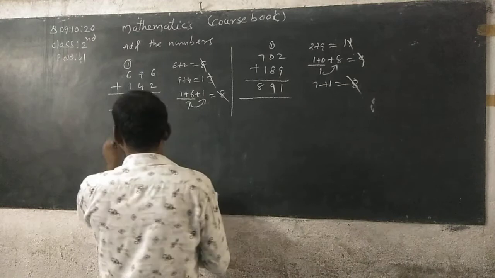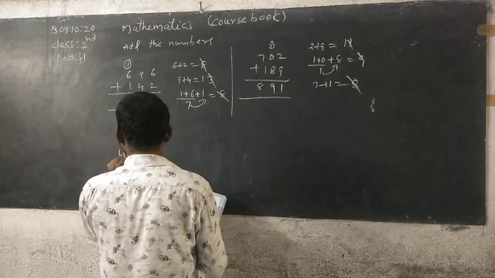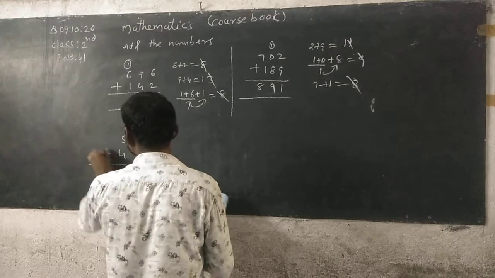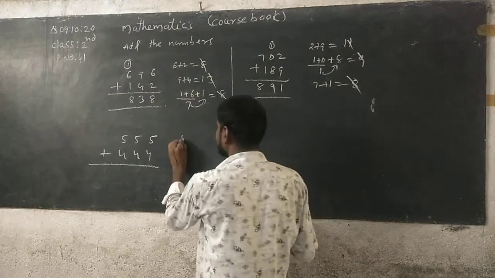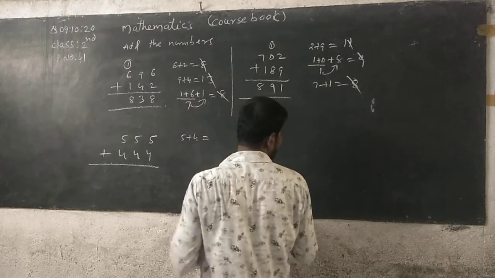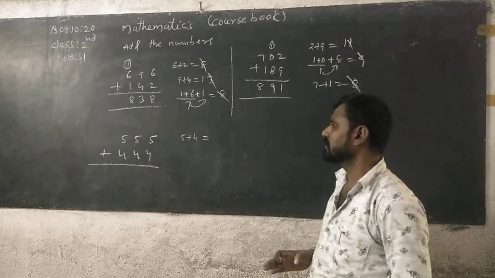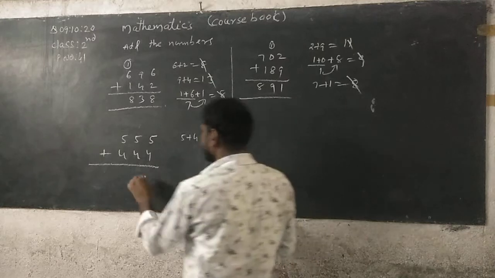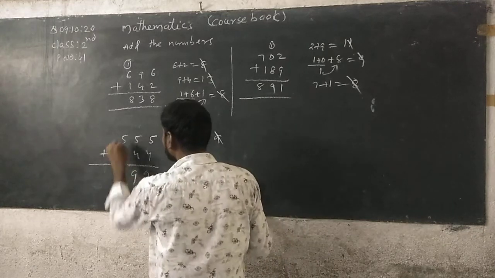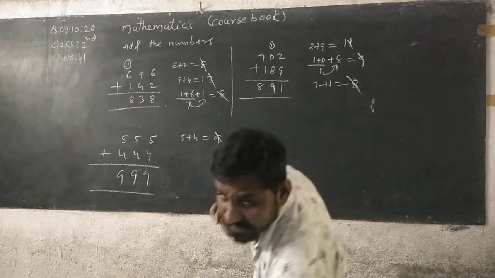Next, 555 plus 444. This is very easy. 5 plus 4. Keep 5 in your mind and you have to take 4 fingers in your hand. 5 after you can count 6, 7, 8, 9. Write down 9. Next 5 plus 4, 9. 5 plus 4, 9. Sum is equals to 999.